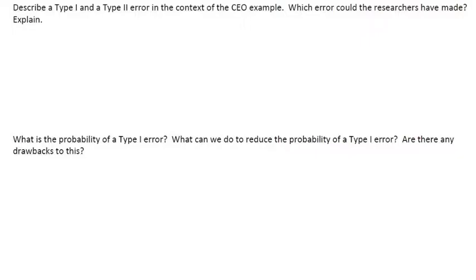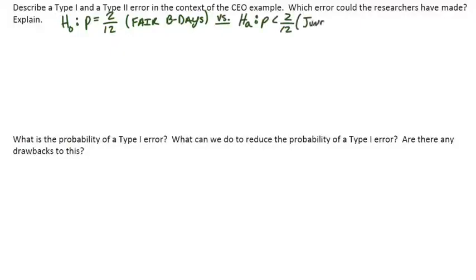All right, and let's scroll down here. It says, describe a type 1 and type 2 error in the context of the CEO example. Which error could the researchers have made? Explain. So if you remember from the CEOs, the null hypothesis would have been that the birthdays are all fair, right? So June and July, the probability should just be 2 out of 12 months. That was the null. The alternative, which the sample data sort of suggested, well, it actually very much suggested, was that the true proportion was actually less than 2 out of 12 for those June-July birthdays, as far as the CEOs are concerned.